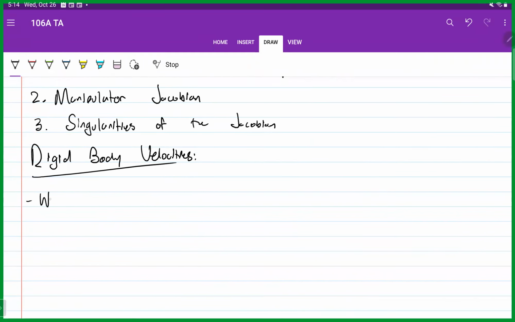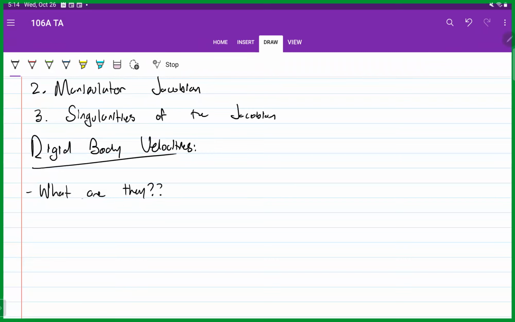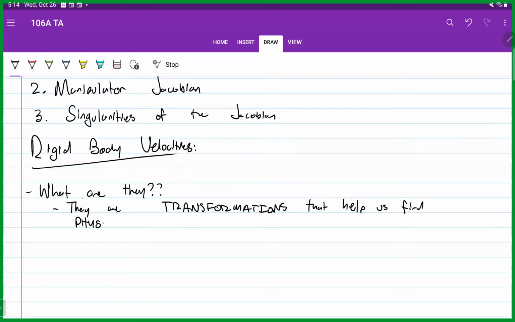So what are they? Remember that rigid body velocities are those big 6x1 vectors, right? And they're not physical velocities, but they're transformations that help us find these physical velocities.